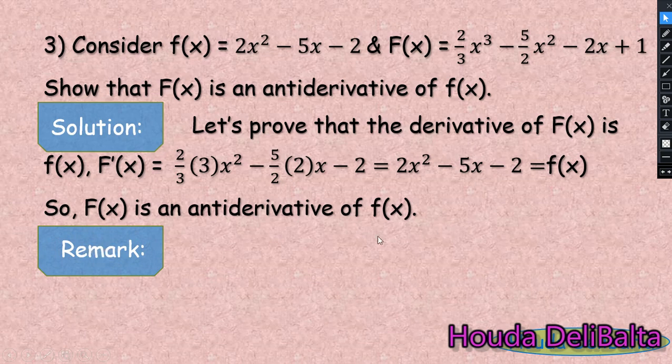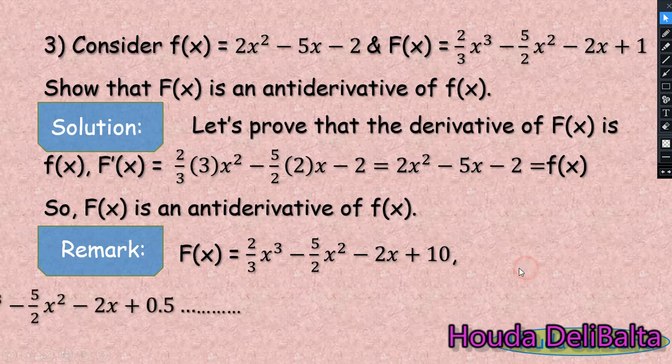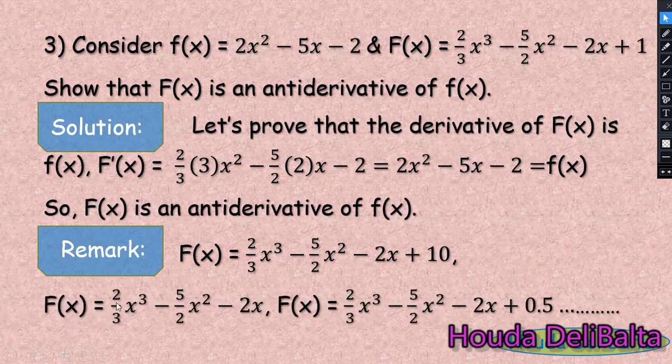Now, let's consider this remark. It's an important remark. Take this function. This capital F of x resembles this capital F of x, but the difference is in the constant. Look, here the constant is plus 1, and here the constant is plus 10, while the other terms are exactly the same. Here is another capital F of x. It is without a constant. The terms are the same as this one and this one, but here the constant is 0, for example.